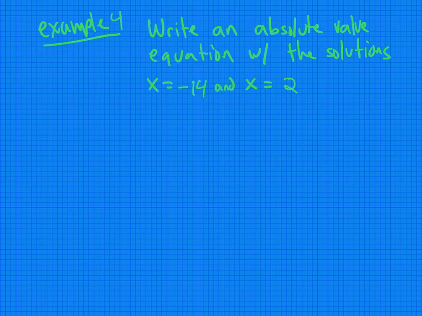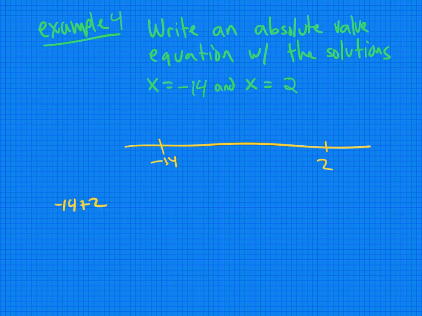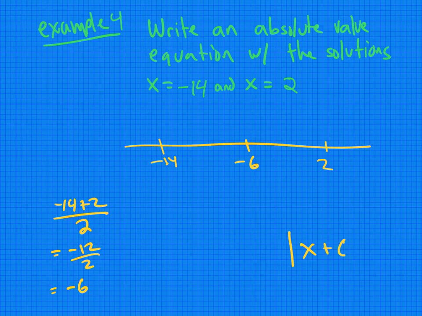In this one, we're trying to find an equation that has the solutions x equals negative 14 and x equals 2. So I'll start with my number line again: negative 14, positive 2. I'm not sure what the middle is, so I'm going to find the average. Negative 14 plus 2, divided by 2. That's negative 12 over 2, which equals negative 6. So this time my center is at negative 6. I already know that my equation is going to be absolute value of x, and it's the opposite, so this one will be plus 6. Equals, now I need to find the distance.